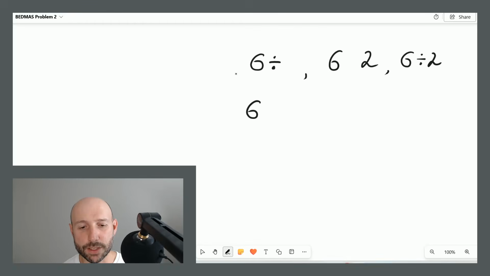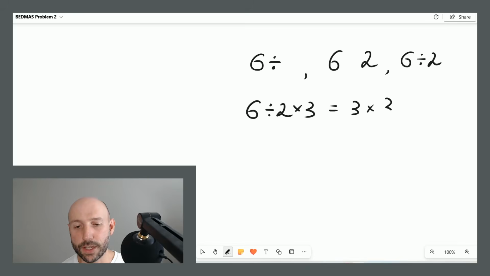We start with our 6, and we're performing 2 sets of instructions. Divide by 2 and multiply by 3. And you can perform these instructions in any order. You can divide by 2 first and get 3 times 3. Or you can multiply by 3 first, and you have 6 times 3, which is 18, and the divided by 2 is left over. Either way, the answer is 9.